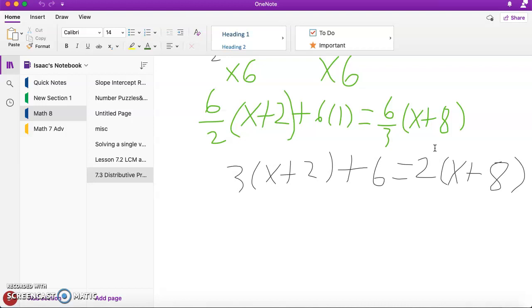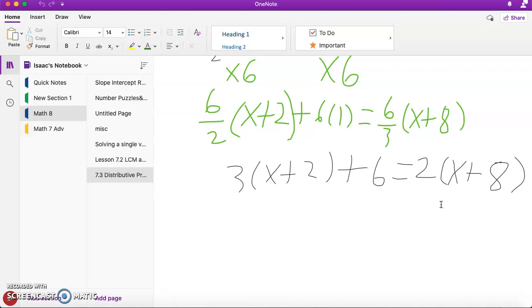And now I'm ready to solve it just like one of those ones before. I'm going to use the distributive property to figure out what 3 times the quantity of x plus 2 is and what 2 times the quantity of x plus 8 is. If you feel comfortable with that, you can stop here and move on to the regular work. If you're not comfortable with that, I'll show you how I would do it for this one.